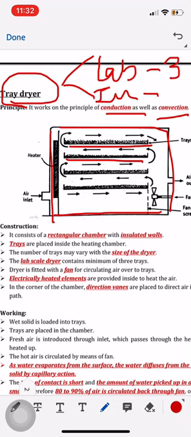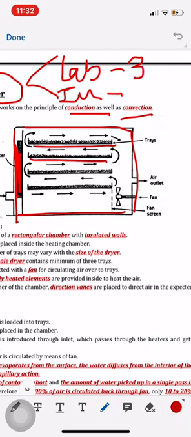Okay, so there is an insulated chamber, rectangular chamber with insulated walls. Then there will be trays in which you have to load your material. This is a heater. This is inlet. Fresh air is introduced through this inlet. It will get heated up with this heater. Then it will be circulated in the oven. For proper circulation of air, we have a very specific provision, that is fan.